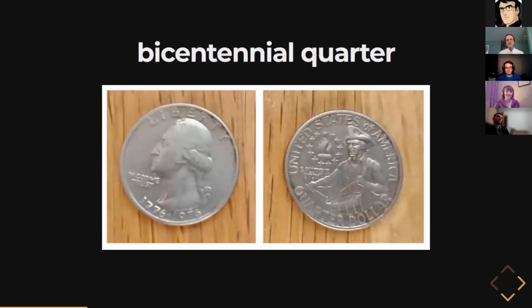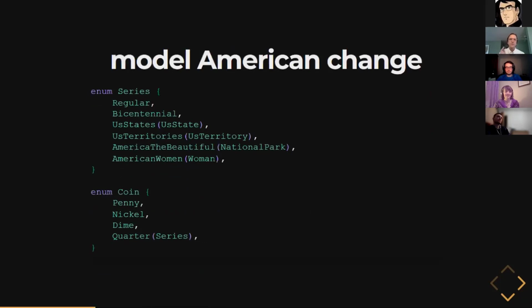Oh, also, this isn't the first time. Back in the 70s, we had a bicentennial quarter, which again, the heads were pretty much the same. The tails were different. So maybe if we were thinking about modeling pocket change, we could use the type system and do it a lot better, but we would sort of need enums of enums and whatnot. So I think it's useful to think about really modeling real data.